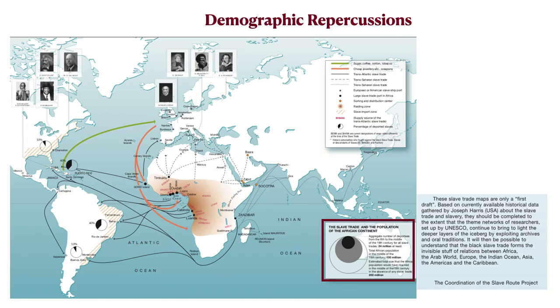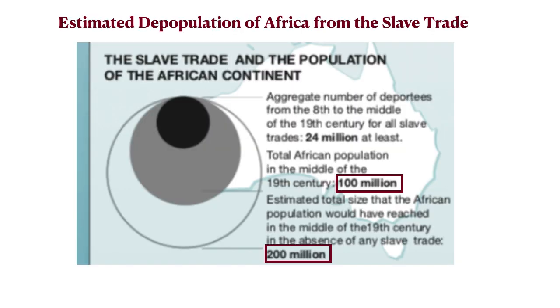So what I want to do today particularly is to look at some of the demographic repercussions for sub-Saharan Africa from this trade. So I have a graphic here from the Coordination of the Slave Route Project. One could look this up to get the information. The map is interesting, but what I really want to focus on is that little inset that I've put a red box around. Now this is just an estimate, and estimates are going to be different depending on who you consult.